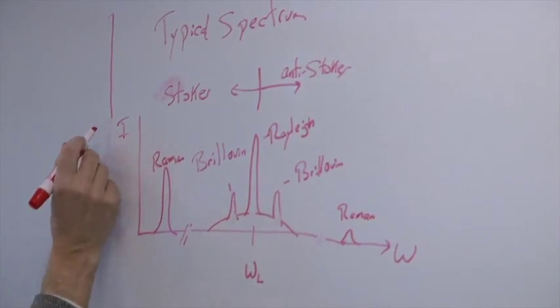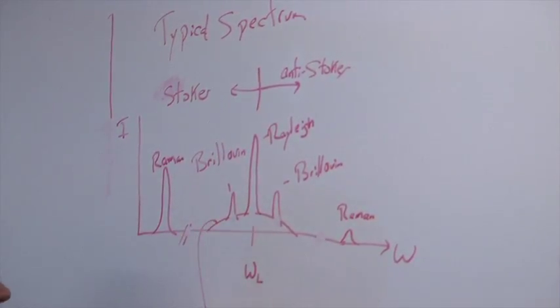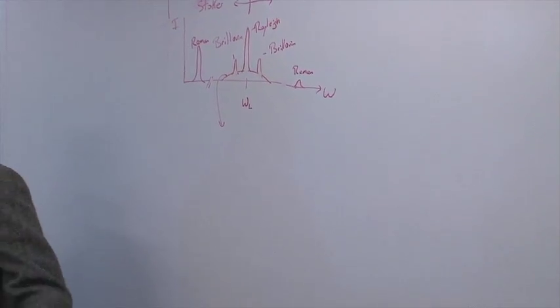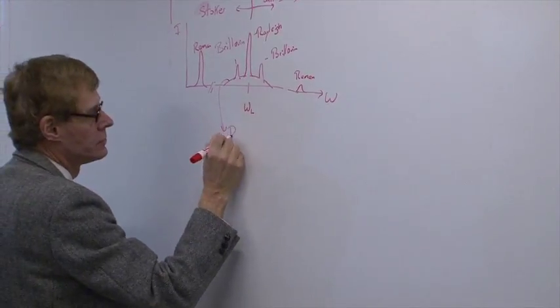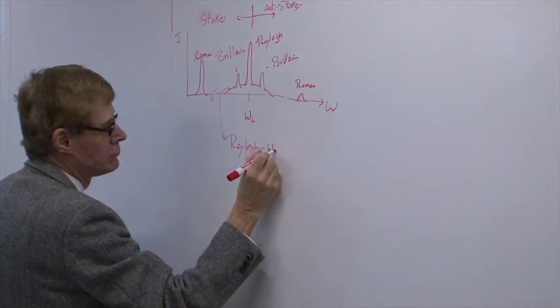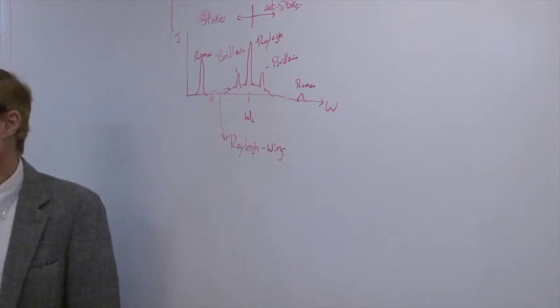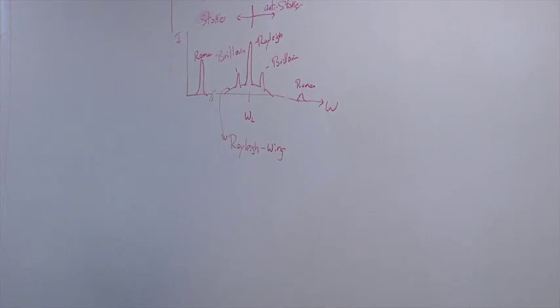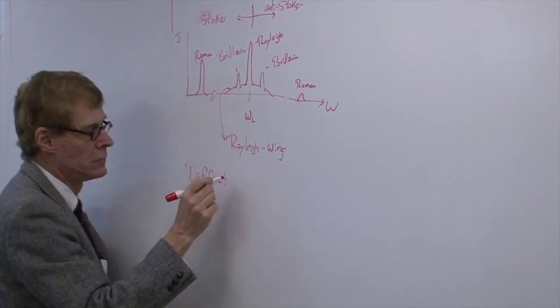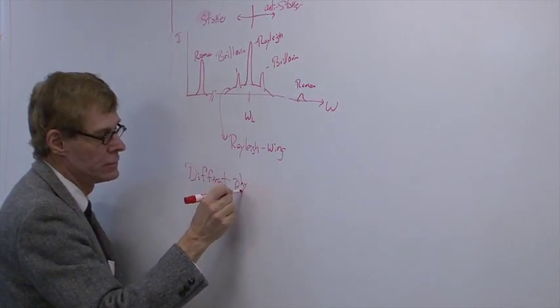Now, each of these, and this broad feature here, with complete lack of imagination, is called the wing of the Rayleigh line. But that's too many words, so people usually abbreviate to just Rayleigh wing scattering, meaning scattering in the wing of the Rayleigh line. Now, each of these has a different physical origin.